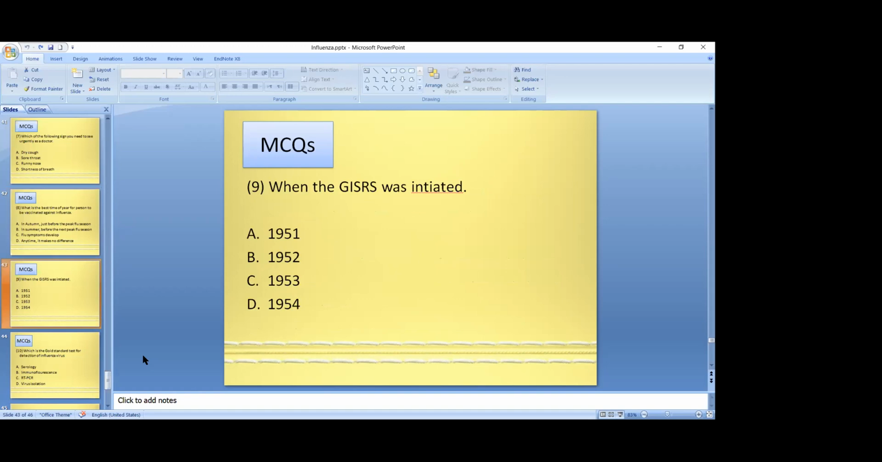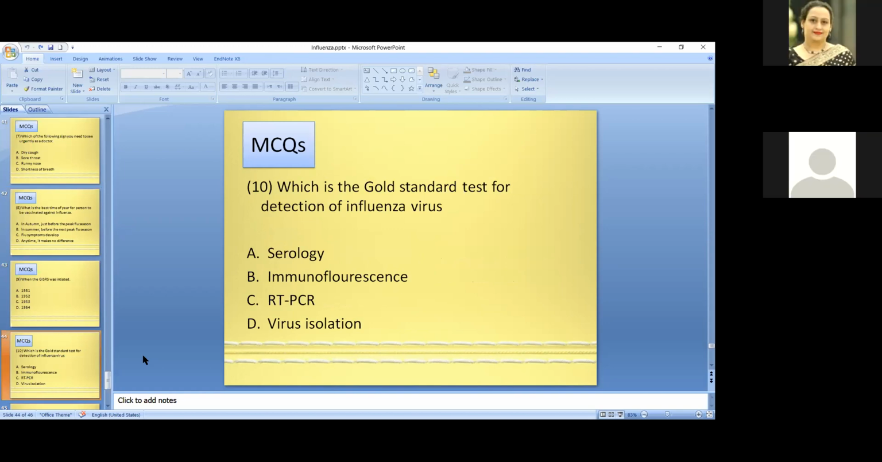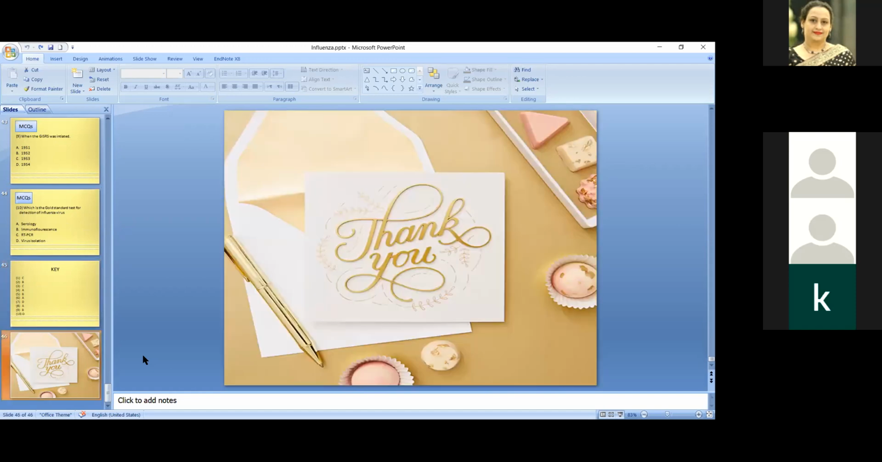When was the global influenza system initiated? 1952. Which is the gold standard test for detection of influenza virus? Serology, virus isolation. This is the key of the MCQs, and thank you.